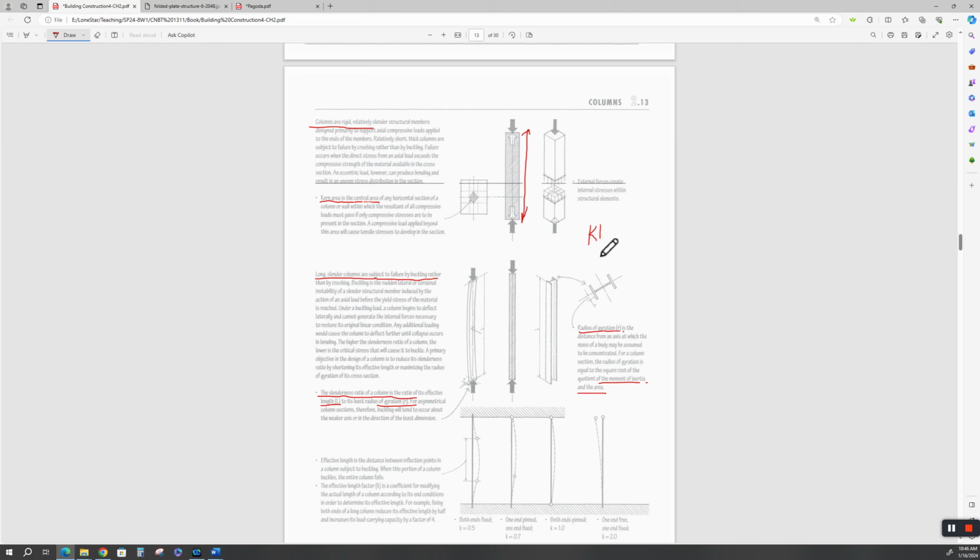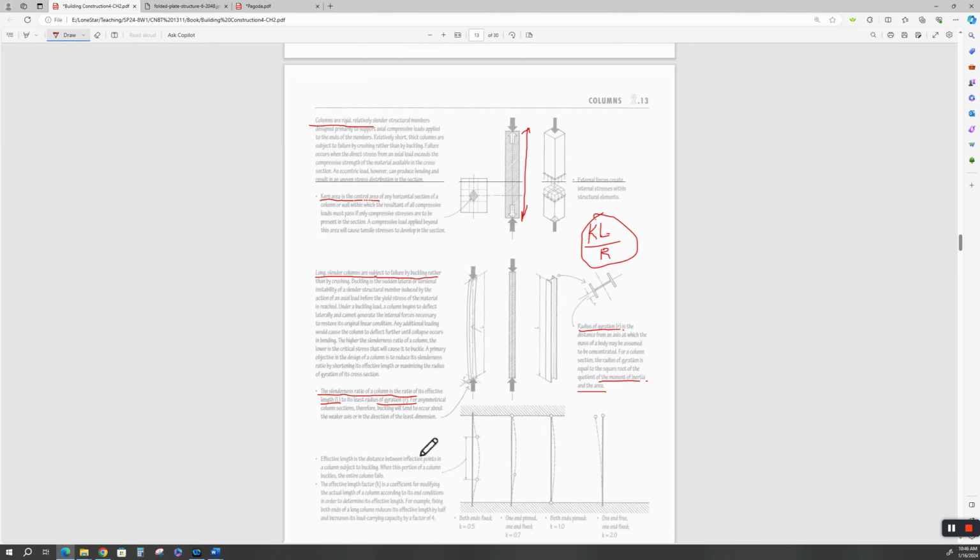KL over R is, we look at, and you're not going to be tested on this. Don't freak out. It all goes into how skinny is the beam or column, how resistant is it to bending.